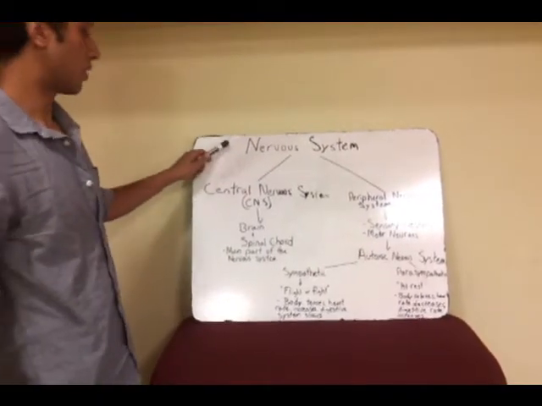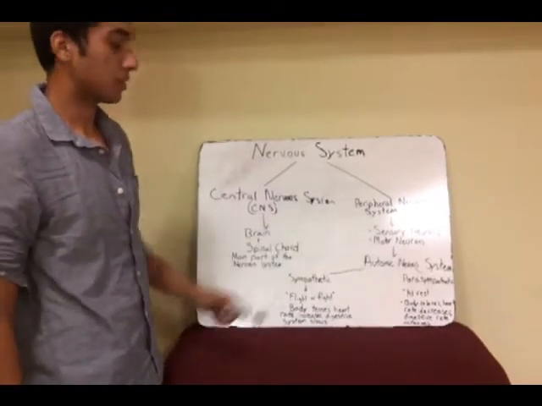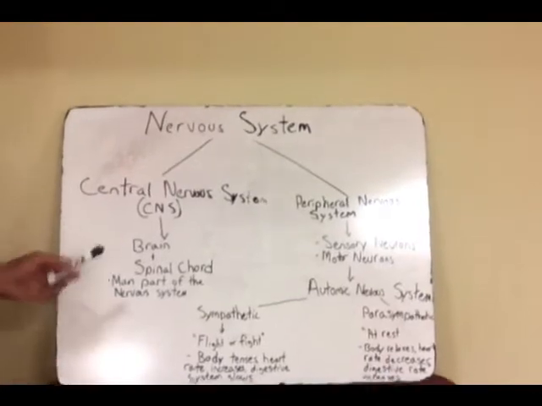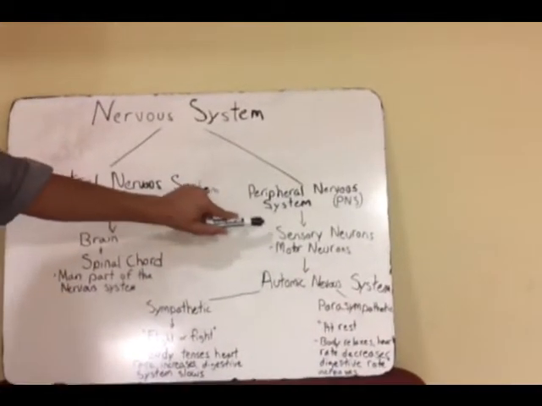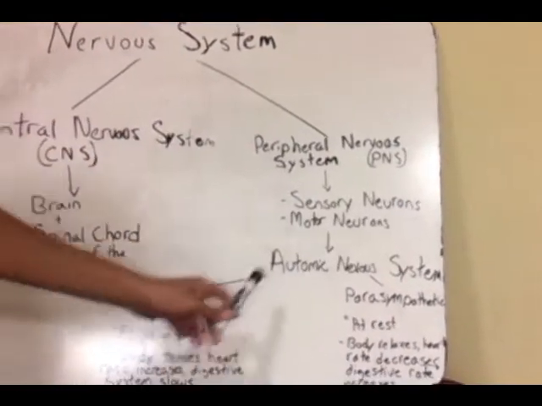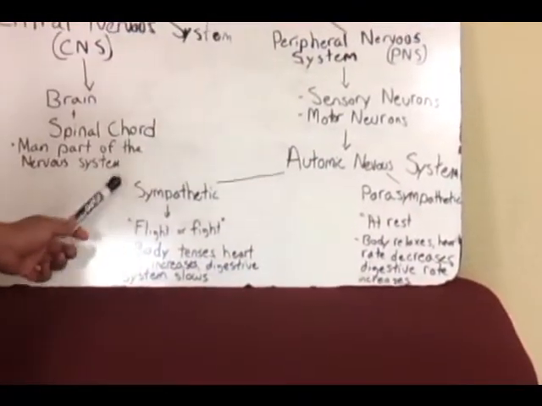Alright, these are the parts of a nervous system. We have the central nervous system, the CNS, and the peripheral nervous system, the PNS. Basically, the central nervous system is your brain and spinal cord, and it's the main part of our nervous system. The peripheral nervous system includes our sensory neurons and motor neurons. We'll go over those in just a second. The peripheral nervous system also includes the autonomic nervous system, which breaks down into the sympathetic and parasympathetic.